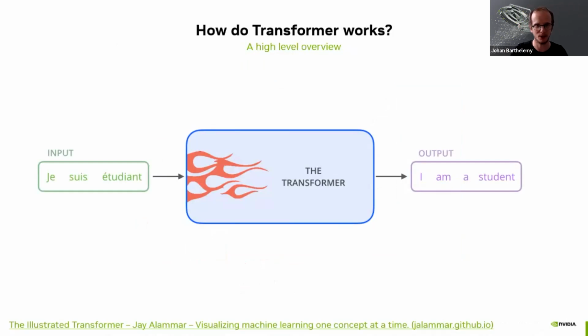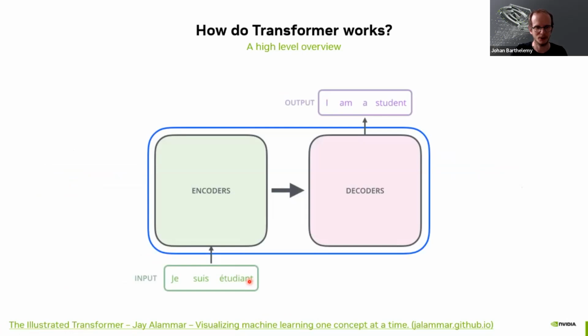At a very, very high level, a transformer will take an input, "je suis étudiant," a sentence in French. That input goes into the transformer engine, and then you get an output, "I am a student," the translation into English of the French sentence. Remember, the transformer was designed for translation. All the illustrations I'm going to show you come from a blog by Jay Alammar. It's a very good one, so I invite you to have a look at it if you're really curious about transformers. Okay, so let's open the transformer engine now.